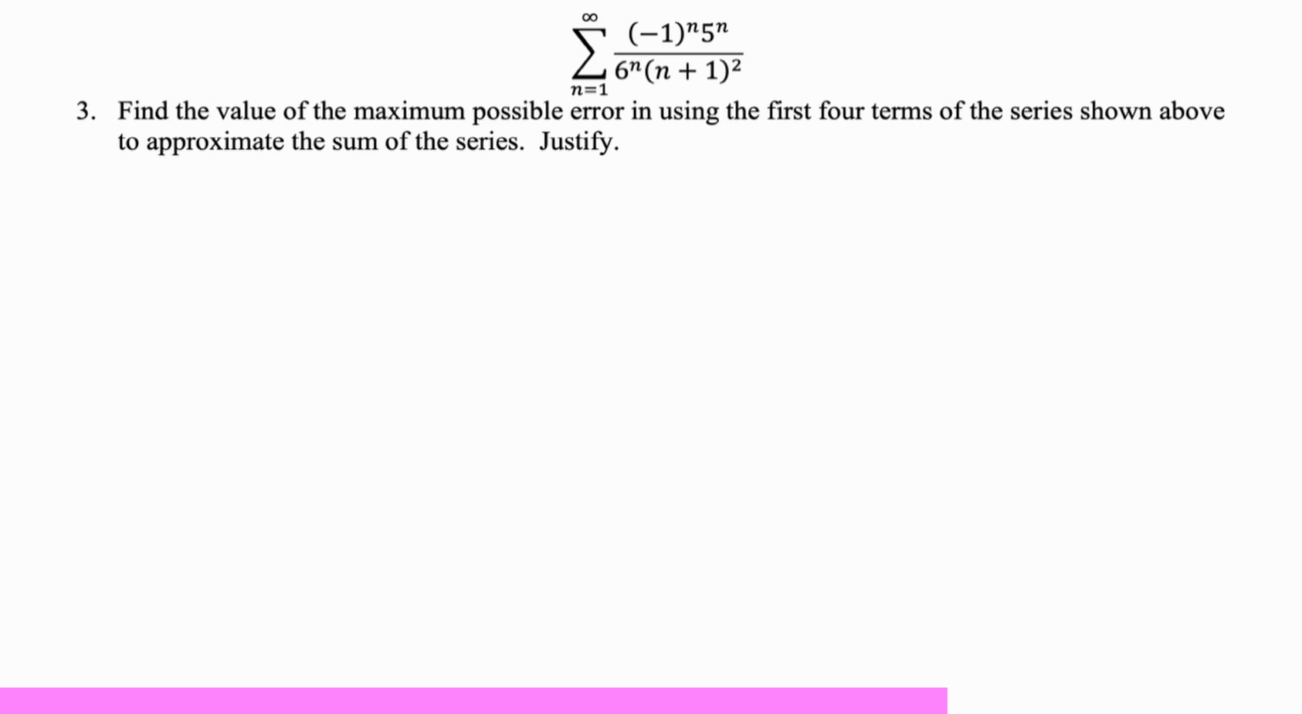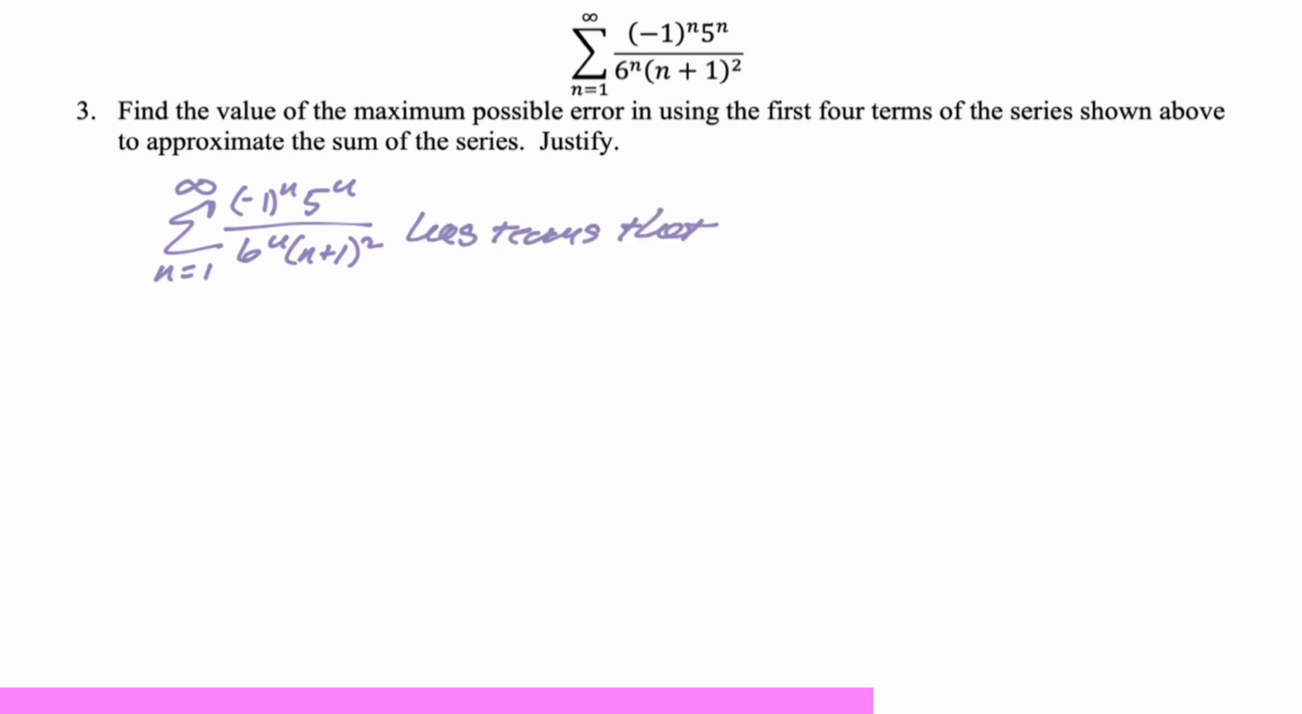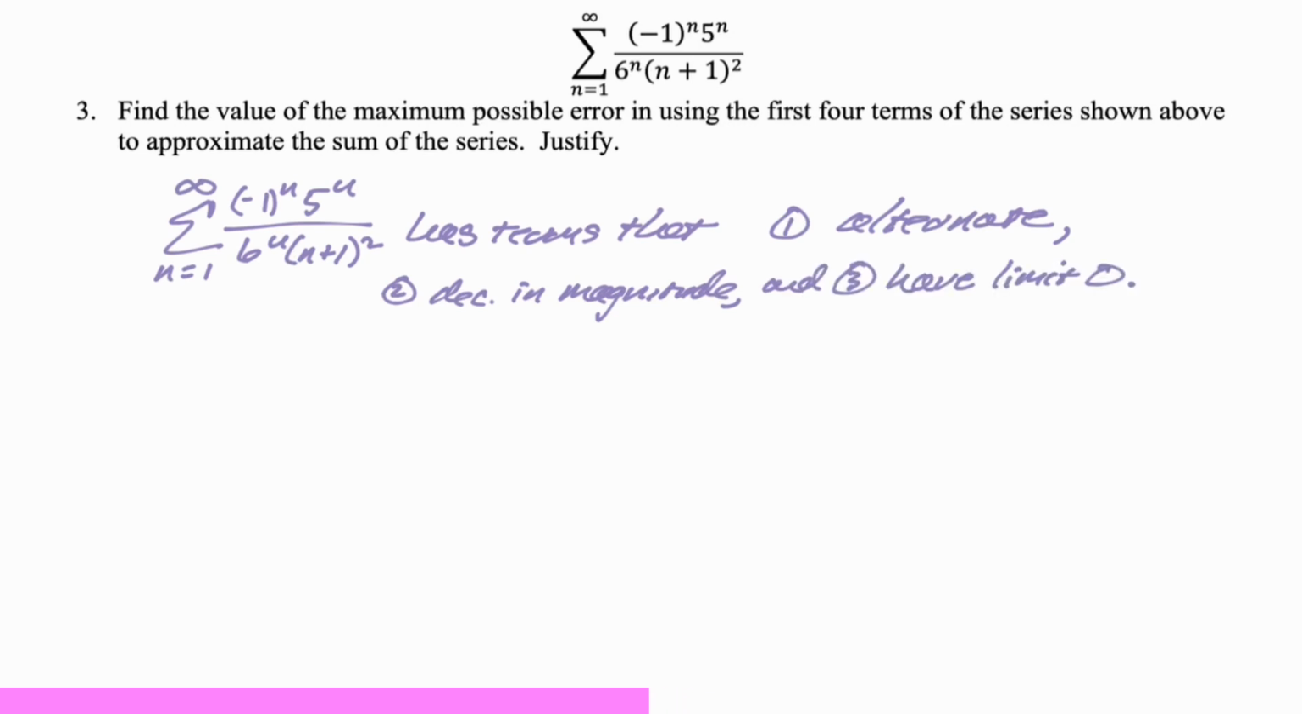So I'm going to write down that this converges. You want to cover that because otherwise you're not really allowed to use the alternating series test. So this has terms that alternate for sure. They definitely decrease in magnitude because 5 over 6 to the n just keeps getting smaller, and then you have an n plus 1 squared. You could also make it a function and take a derivative. I think that's overkill on this problem because it pretty obviously decreases in magnitude. And then they definitely have a limit of 0. That means this thing converges.